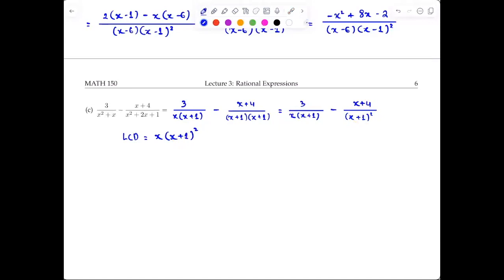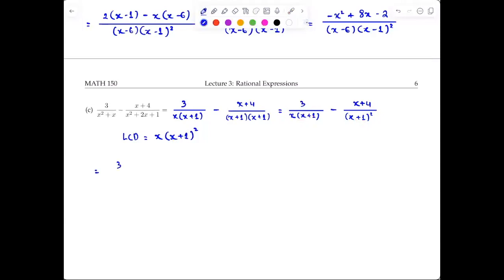We cool? All right. Now for the first term, again, you have x times (x plus 1) in the denominator. We are missing one x plus 1, so I'm going to multiply top and bottom by x plus 1. For the second expression, I'm missing x in the denominator, so I multiply the top and bottom by x. You okay with that? All right.